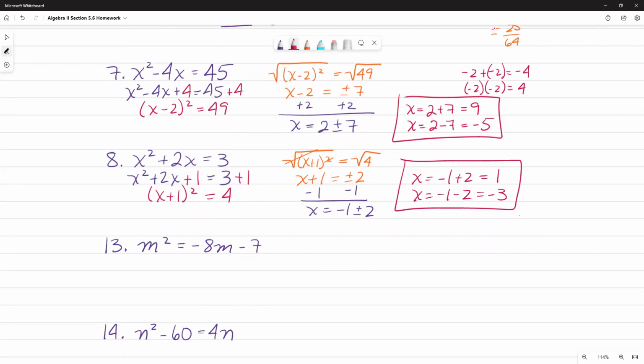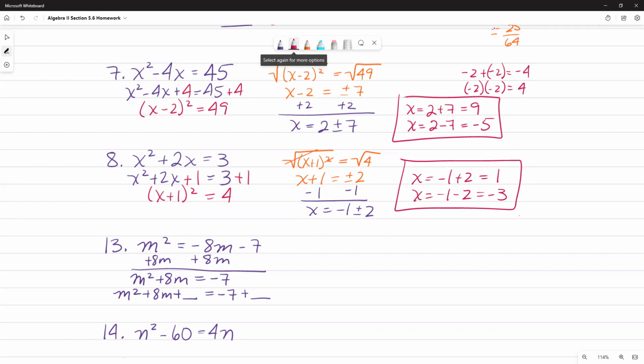All right, so for the next one, we are just going to move the plus 8m and then turn it into a perfect square trinomial. So I just add 8m to both sides. I get m squared plus 8m equals -7. And I know that 4 plus 4 equals 8. So I have m squared plus 8m plus some number equals -7 plus that number.